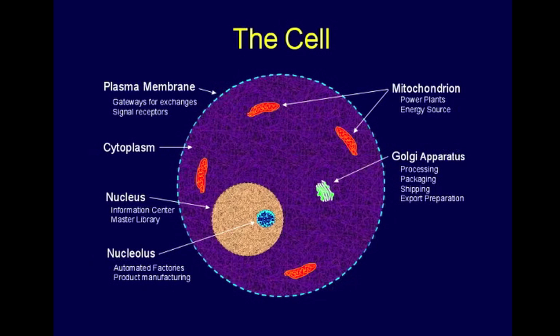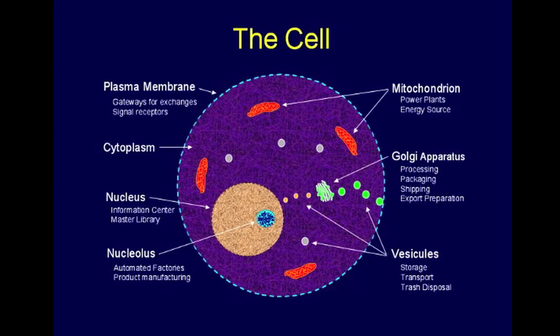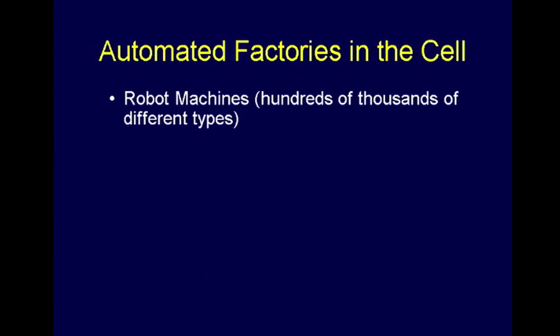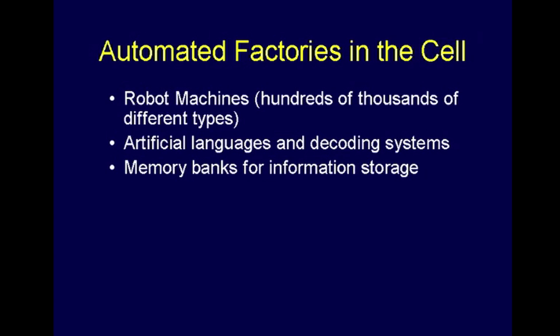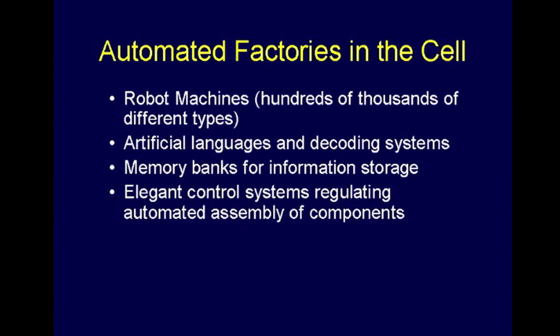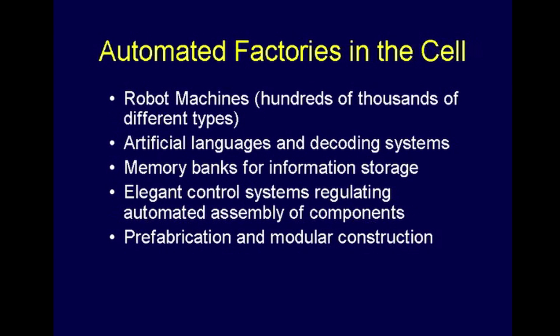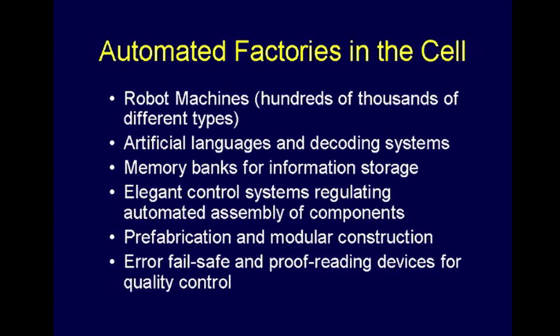And then you have the Golgi apparatus, which processes, packages, handles the shipping, and prepares for export. And then you have all these little vesicles which do storage, transport, and trash disposal. They all have functions. This is a veritable city. Now, we have robot machines, hundreds of thousands of different types, artificial languages and decoding systems. We have memory banks for information storage. We have elegant control systems for regulating the automated assembly of the components. We have prefab and modular construction going on. And we have error, fail-safe, and proofreading devices for quality control. We have devices that go around and check to make sure it's right, and if it's not, it rejects it.